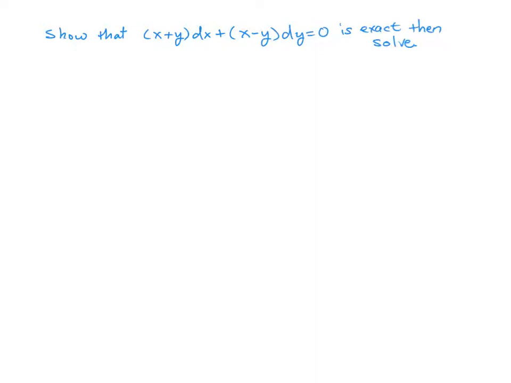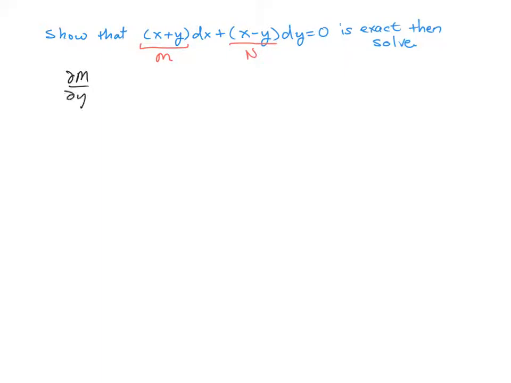Okay, so for this problem, we want to show that the differential equation is exact. And remember again, this is checking the mixed partials. So for our first term, this is going to be our M, and this is our N. So we want to check the partial of M with respect to y, and then the partial of N with respect to x.